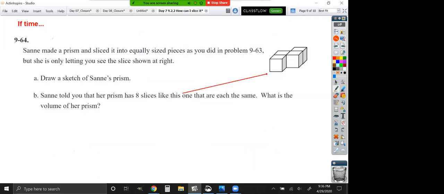All right, 964. Sane, I hope that's how you say that, made a prism and placed it into equally sized pieces as you did in 963, but she is only letting you see the slice drawn at right. So this looks like the bottom slice, let's say. Draw a sketch of Sane's prism. So they want you to draw this in your notebook. Go ahead and pause, draw it, and then restart.